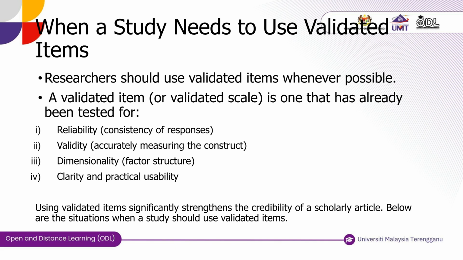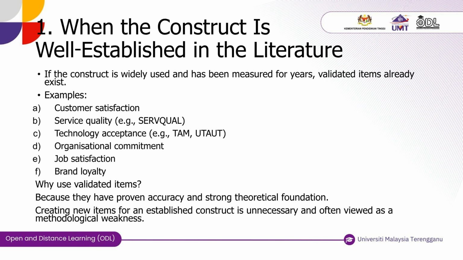A validated scale has been tested for reliability, validity, dimensionality, and clarity, significantly strengthening the credibility of the research. One reason to use validated items is when the construct is well established in the literature, like customer satisfaction or job satisfaction. Validated items have proven accuracy and a strong theoretical foundation.